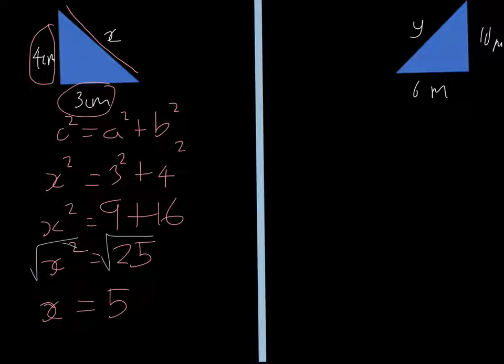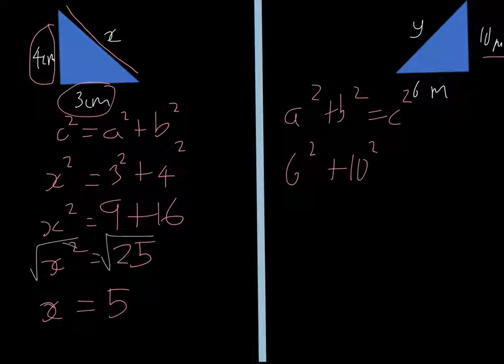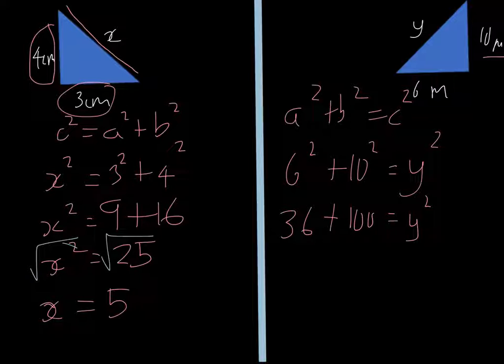Same thing. I could write it out the other way. A squared plus B squared is equal to C squared. We can see the A value this time, one of the shorter sides, is 6 meters, so 6 squared. The B value is 10, so 10 squared, and the C value is what we're trying to find, so y squared. 6 squared is 36, 10 squared is 100, which is equal to y squared. If we add those two together, therefore we get 136 is equal to y squared.